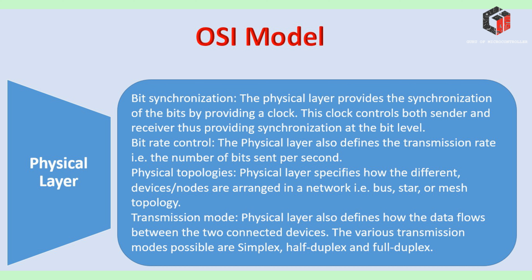Functions of the physical layer. Bit synchronization. The physical layer provides the synchronization of the bits by providing a clock. This clock controls both sender and receiver, thus providing synchronization at the bit level. Bit rate control. The physical layer also defines the transmission rate, i.e., the number of bits sent per second. Physical topologies. Physical layer specifies how the different devices' nodes are arranged in a network, i.e., bus, star, or mesh topology. Transmission mode. Physical layer also defines how the data flows between the two connected devices. The various transmission modes possible are simplex, half-duplex, and full-duplex.